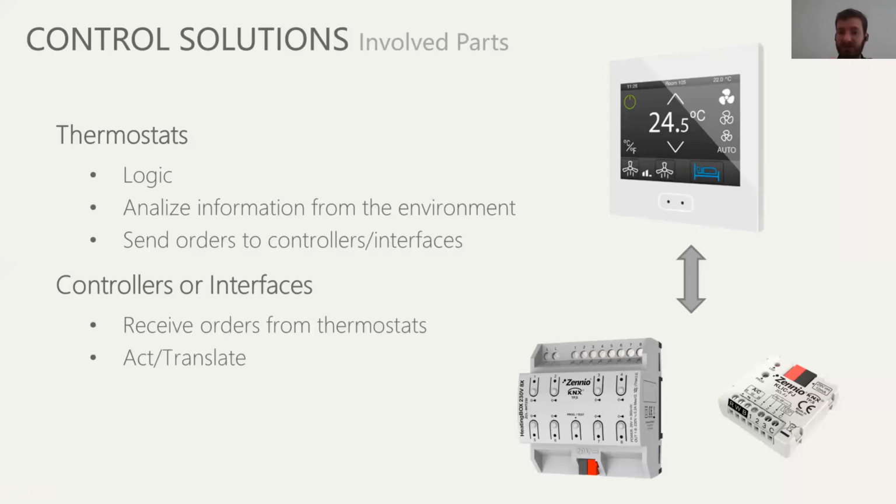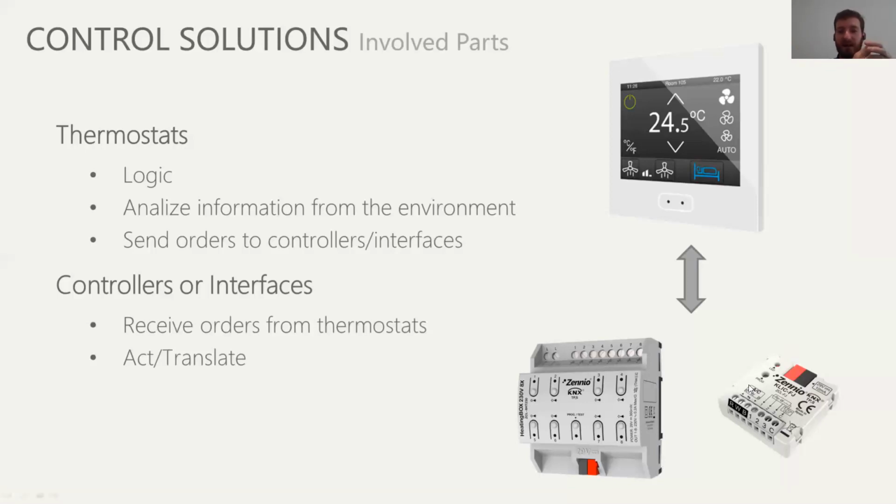If it's an interface, it's just translating that order. An interface would be just a translator between the KNX system, or the control system, but because we're in KNX, the KNX system, and the AC unit, for example. You can see here on the right, that's a Click FJ. That's a direct interface from KNX to Fujitsu units, and that's almost anything in the family of Fujitsu.